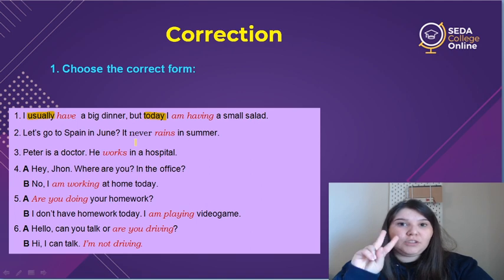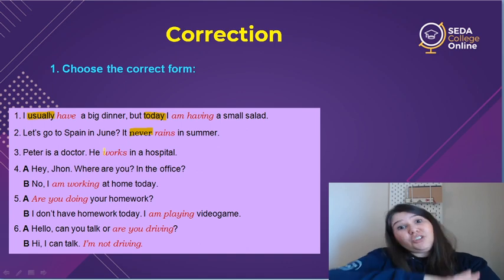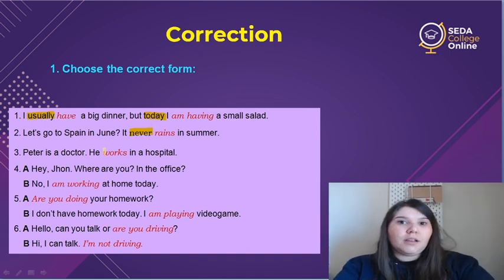All right? 2. Let's go to Spain, June. It never rains in summer. So never is a fact. It never rains. So present simple. Peter is a doctor. He works in a hospital. So if he's a doctor, it's implied that his job is in a hospital. So it doesn't mean that he's working right now at the moment, but in general, he always works in the hospital.